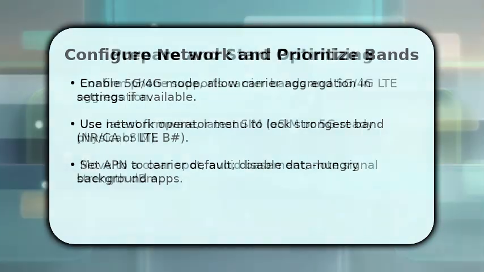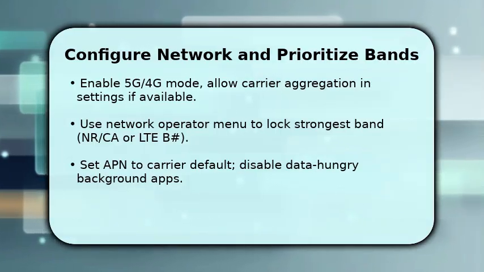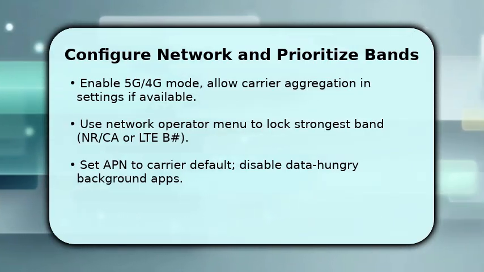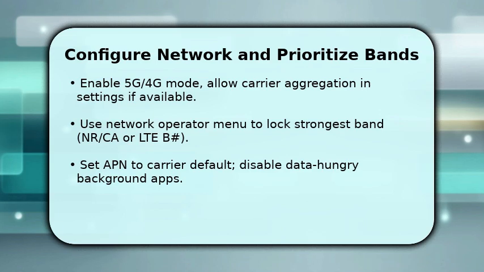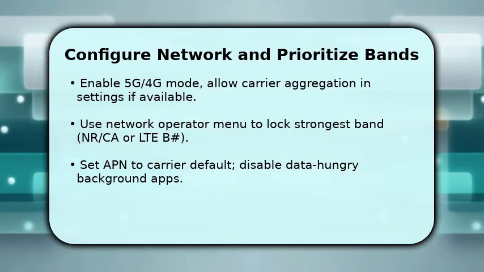Now continue by configuring the network for performance. Go into cellular settings and select the highest available mode such as 5G or LTE with carrier aggregation. Make sure the phone isn't restricted to 3G. Once done, access the operator testing menu or a trusted app to identify and temporarily lock the strongest band or band combination, for example, NR N78 or LTE B3 plus B7, so the radio prioritizes the best spectrum. Also, verify the carrier APN is correct and stop background sync that eats throughput.